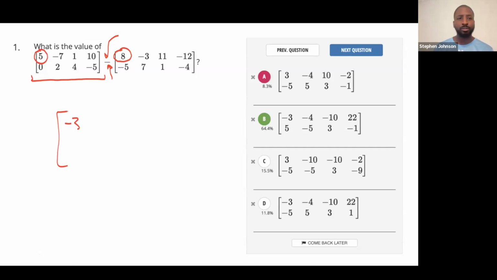So if I know that that first position should be a -3, that means choice A cannot be correct. That also means choice C cannot be correct, right? It looks like between choices B and D, I have -4 there, so I'm not going to waste my time. I have -10 here. I'm not going to waste my time. I have 22 between both of them. I'm not going to waste my time. The next differentiator is this second row, first position.